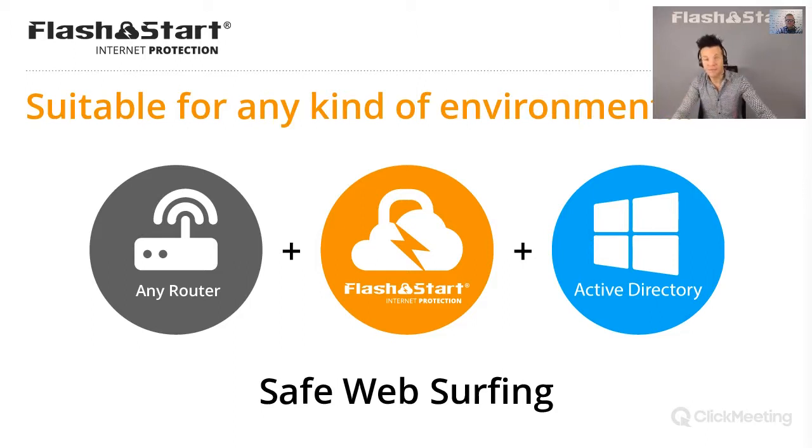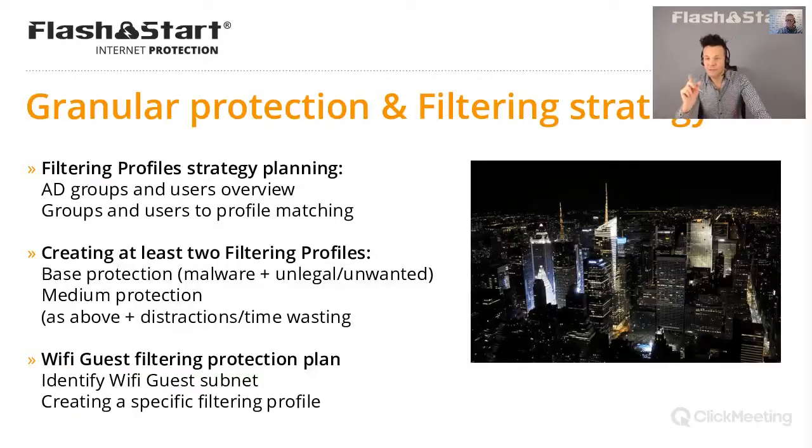Many of you are already resellers and are quite used to configuring the standard directory. Today we are adding something more to our installation, to improve and grant granular filtering. First of all, we need to understand a granular protection and filtering strategy, and plan the strategy for the filtering profiles. We need to have a look at our Active Directory groups and users. For example, if we are in a company, we need to pay attention to the different levels of group: for example, employees, technicals, sales guys, and top management.